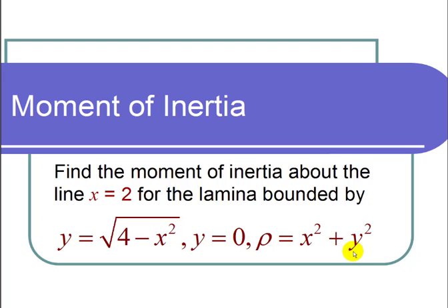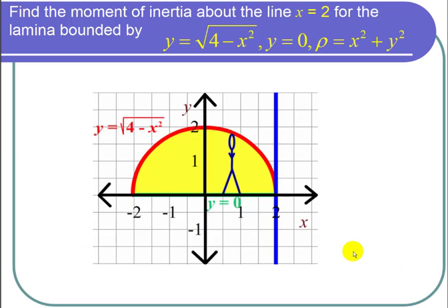So let's start by sketching a picture. y equals the square root of 4 minus x squared is a semicircle of radius 2. y equals 0 is just the x-axis. And I'm looking for the moment of inertia about the line x equals 2. That's this vertical line at x equals 2.